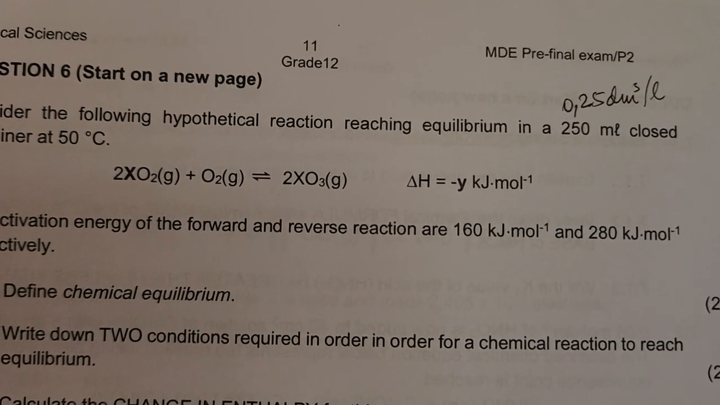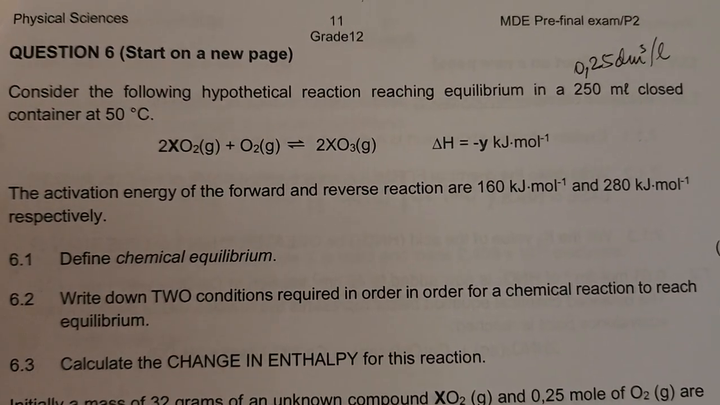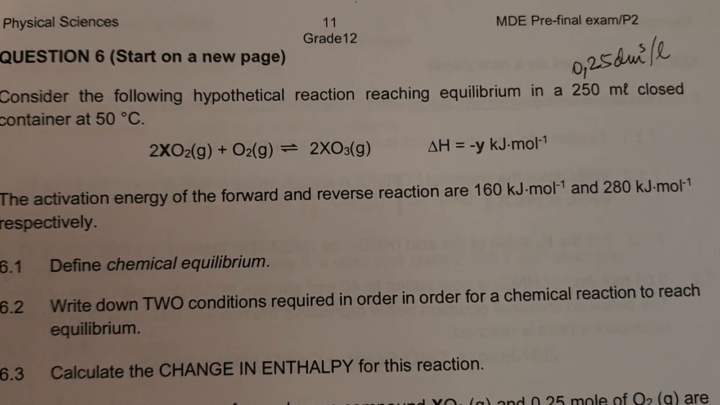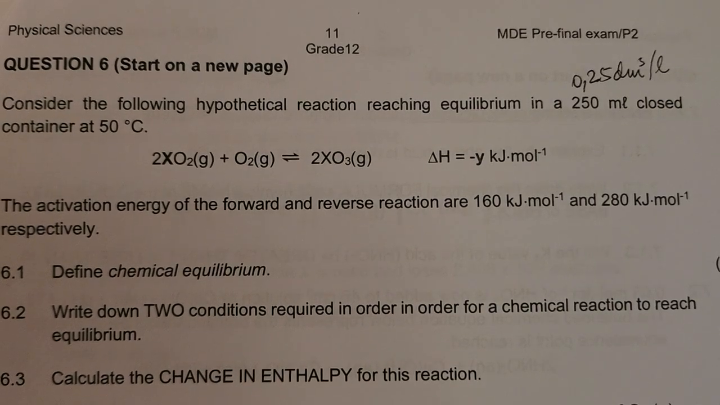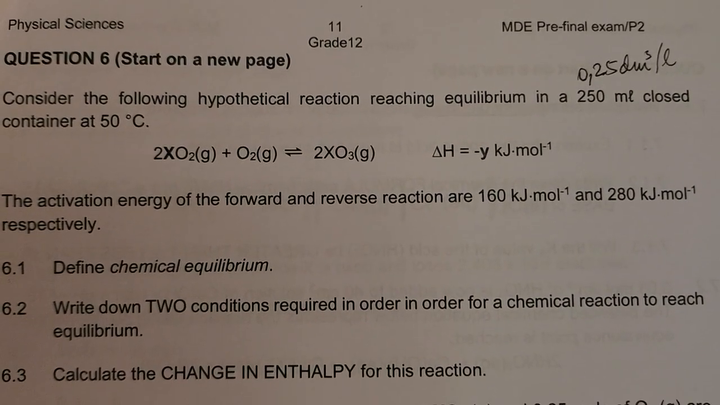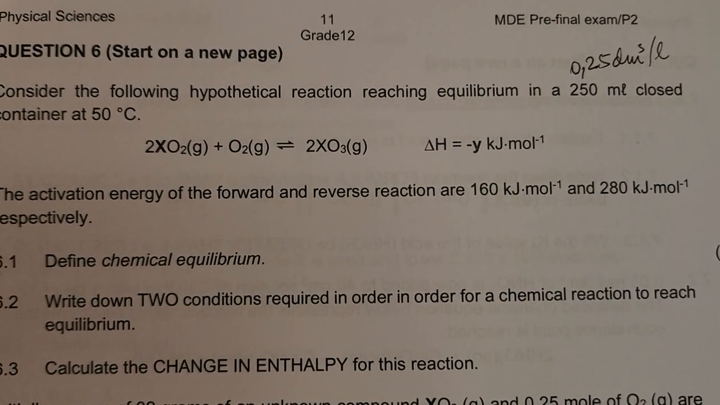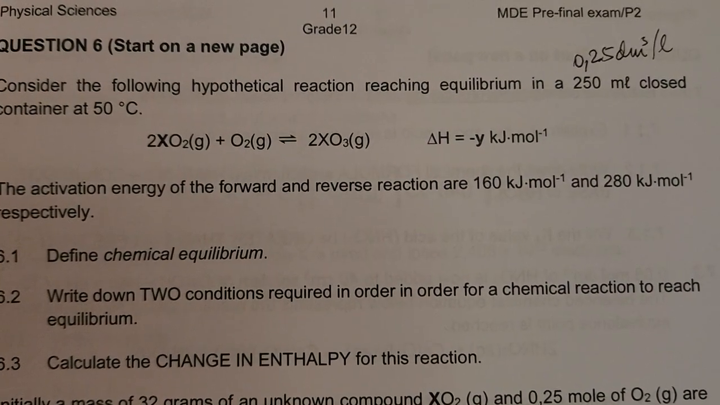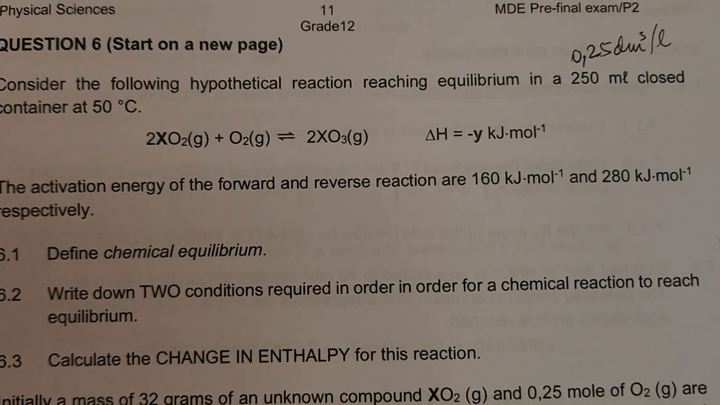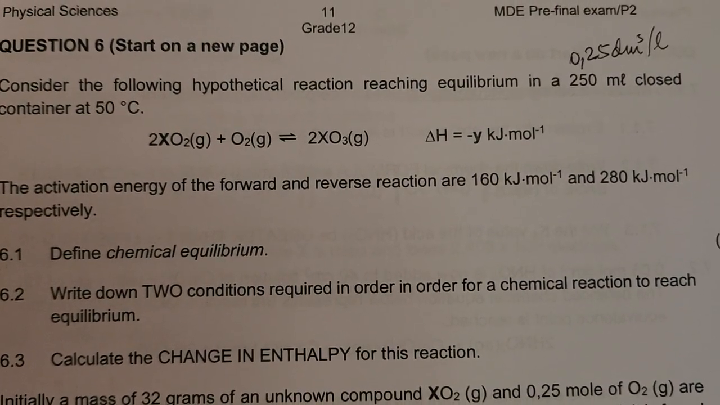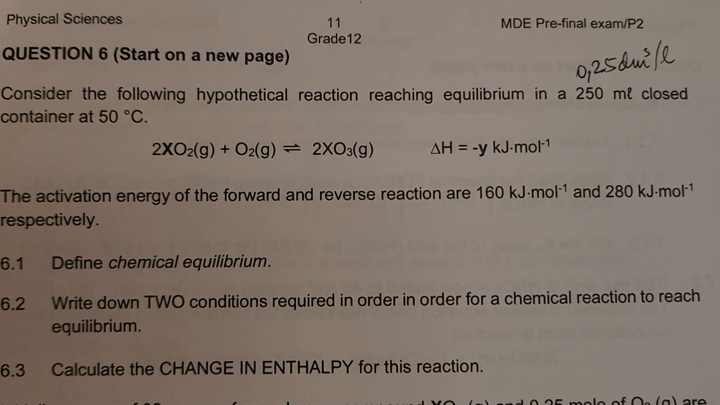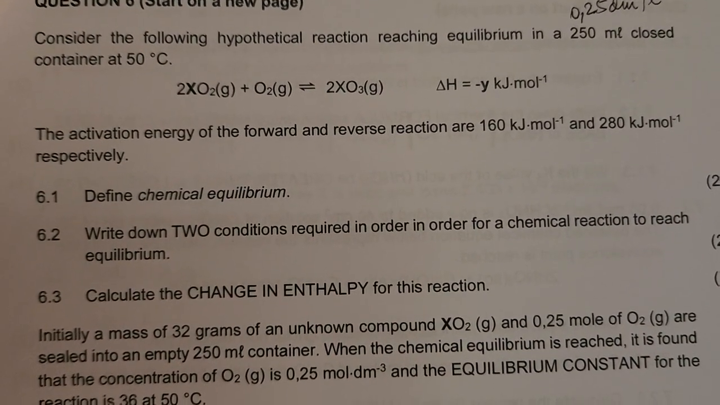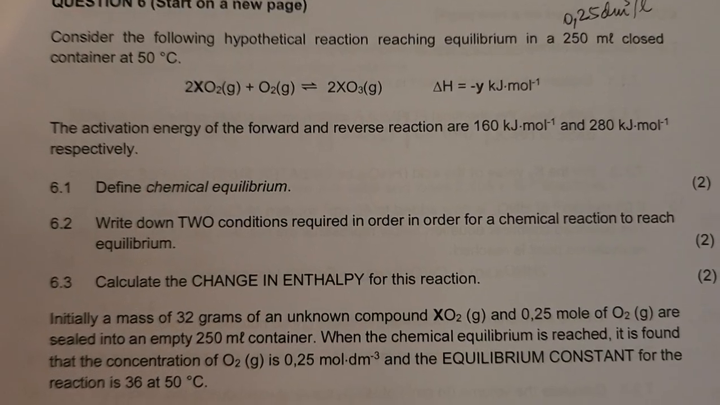So then in this case now we're given this one, 2XO2 plus oxygen reversible to 2XO3. In this case the delta H is negative, meaning that it's exothermic. The activation energy for the forward and the reverse are 160 and 280 kilojoules. Yes, activation energy for the reverse must be bigger than the forward in an exothermic reaction. Fine. Now 6.1, define the term chemical equilibrium.